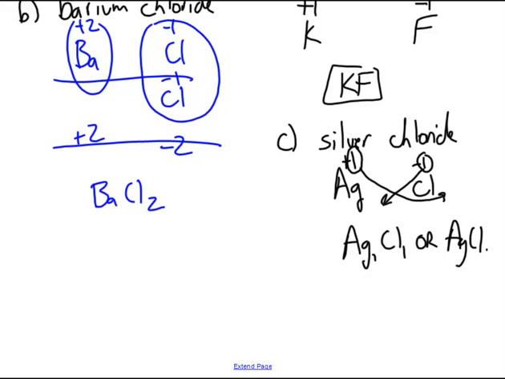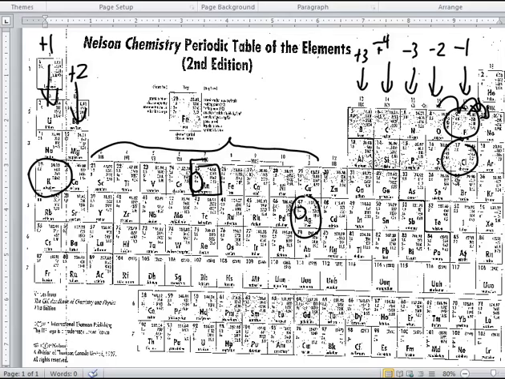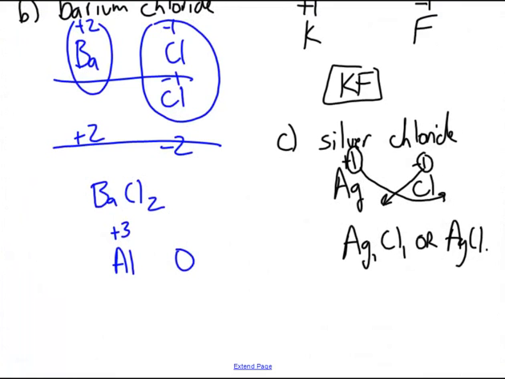Let's try this with a more apparent one. I'll just make one up, like aluminum and oxygen. So aluminum, you look it up, it's in group 13. It has a charge of +3. So it wants to give away those 3 electrons. Oxygen is in group 16, right over here. So it would have a -2 charge. So we'll just put -2.